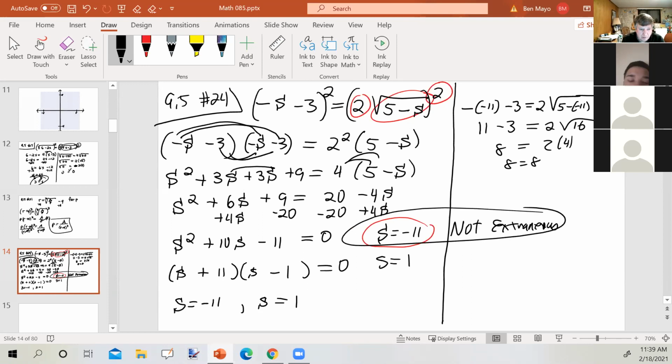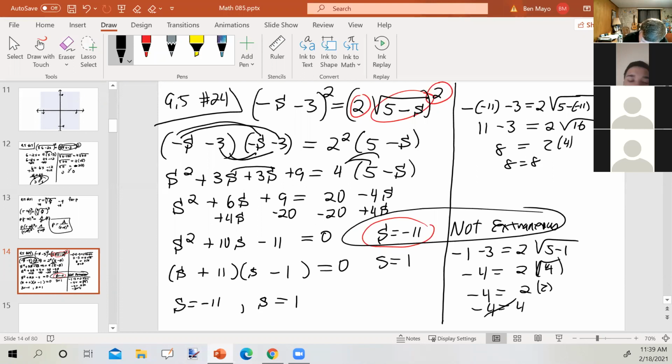Then let's take the s equals 1 and try that. Let's see, that would be negative 1 minus 3 equals 2 times the square root of 5 minus 1. Negative 4 equals 2 times the square root of 4. Negative 4 equals 2 times 2. Negative 4 equals 4. So this one is extraneous. So our two solutions, negative 11 and 1. Negative 11 is not extraneous, meaning it works, and 1 is extraneous, meaning it does not work. Any questions about that problem?